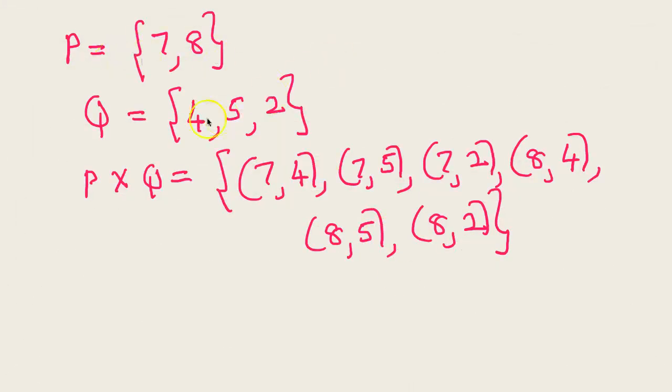So if P is {7, 8} and Q is {4, 5, 2}, what is P cross Q? We take the x coordinate 7 of P and group it with all elements of Q. So we have (7, 4), (7, 5), (7, 2). Then what do we do? We take the x coordinate 8 and again group it with each element of Q: (8, 4), (8, 5), (8, 2).